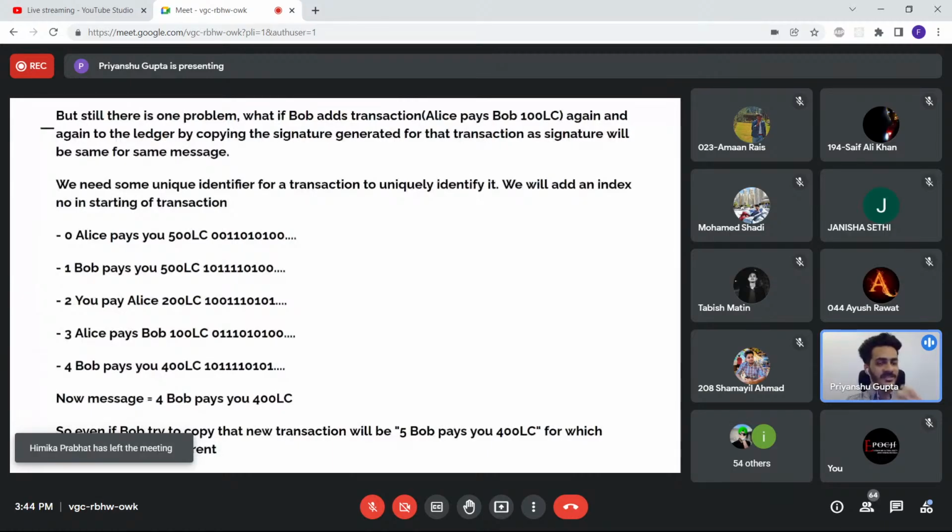So because of the change in this message, this signature value will be changed completely. And when we verify this transaction, it will give you false. So no one will be able to verify that transaction, and that transaction will be considered invalid. Okay. So now we have solved this problem also.